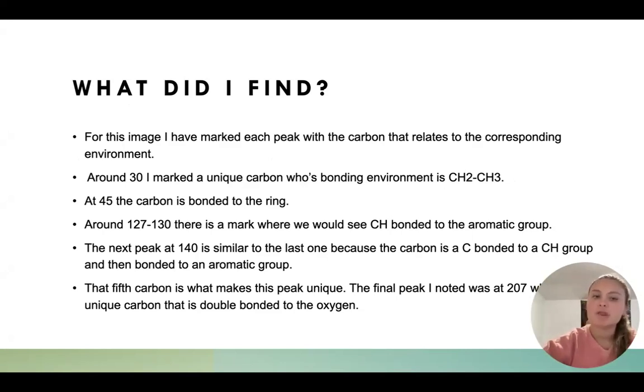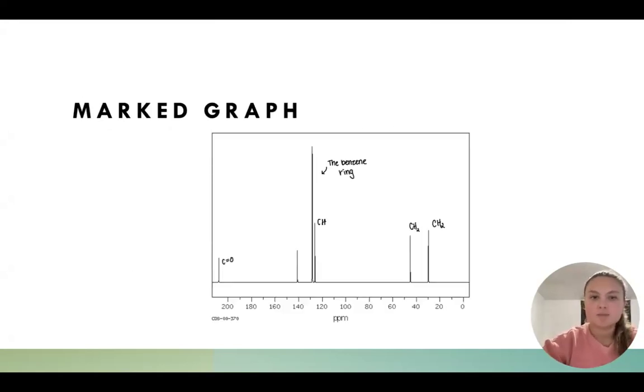Around 127 to 130, there's a mark where we see the CH group bonded to the aromatic group. The next peak around 140 is similar to the one before, but there's an extra carbon, so it's a carbon, a CH group, and then the aromatic group. The fifth peak marked is at 207, that unique carbon double bonded to the oxygen. So here's the marked graph, going through and pointing out what I talked about in the last slide.